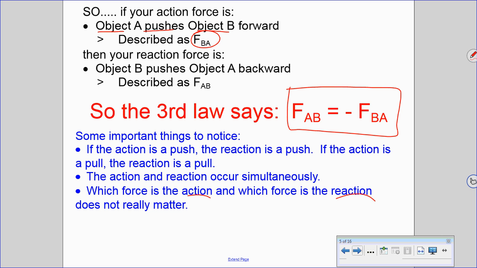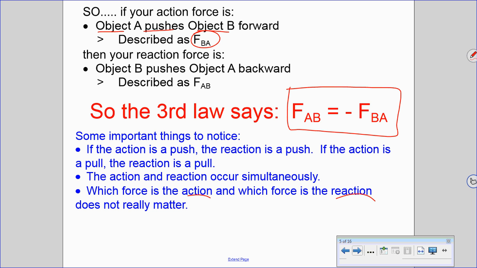So very often, there's one force that, for whatever reason, intuitively feels like it should be the action, but it doesn't really matter. So in this Hector pushing the desk example, it makes sense to think action, Hector pushes desk, reaction, desk pushes Hector, but that's totally arbitrary. And you could flip it around. You could say the action is the desk pushed me, and the reaction was that I pushed it.